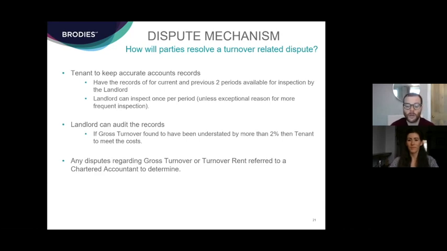So if in this event, I've put a style here, a clause that a landlord would want to put in, that if the gross turnover is found to have been understated by more than 2%, then the tenant would meet the cost of that audit. Now, any disputes between the parties about gross turnover or turnover rent would be referred to a chartered accountant in order to determine the outcome of that dispute. And I'll pass back to Naomi for the next slide.